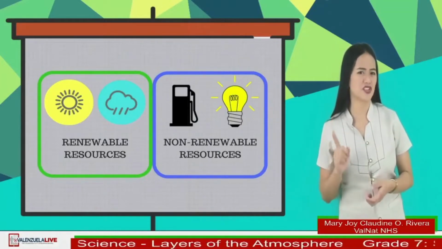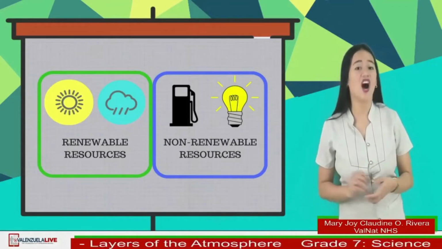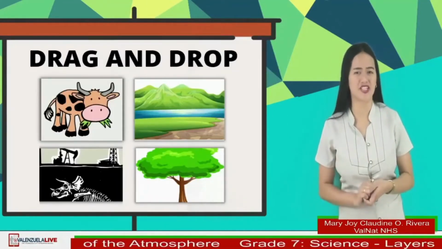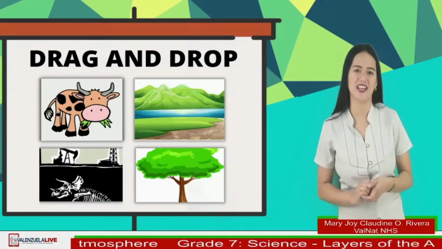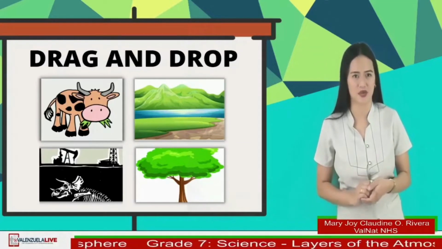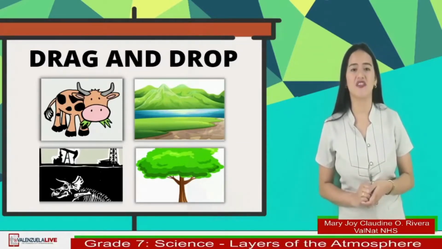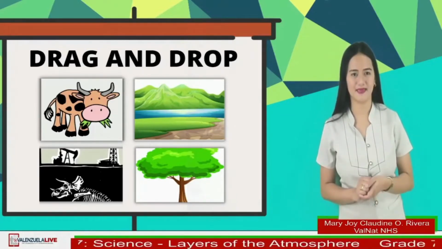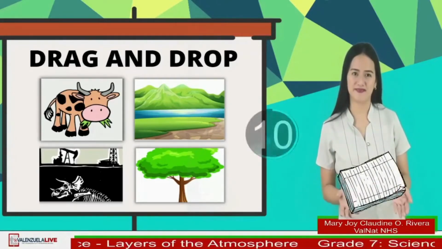For me to see if you really understood the lesson, let us have a drag and drop game. All you have to do is to place or identify the given material inside the picture to the natural resource from which it is made. You have 10 seconds to think for your answer. Let us have number 1, the paper.